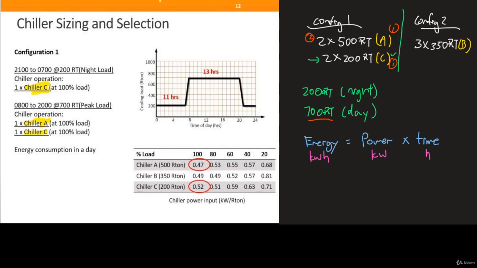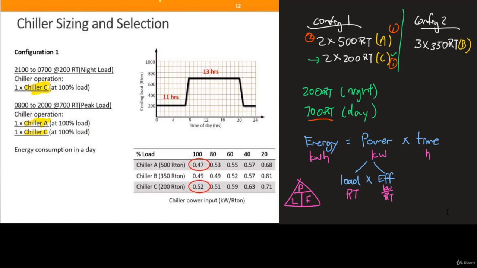Power you can split into load multiplied by efficiency. If you still remember the topic 2 equation, this triangle, power is equal to load times efficiency. Your load is in terms of R ton, and your efficiency is in terms of kilowatt per ton. If you multiply these two together, you will get your power in kilowatts, and if you multiply by the run hours, you will get your kilowatt hour.